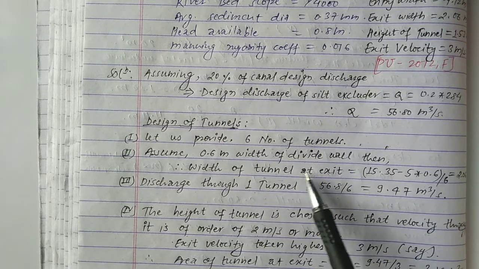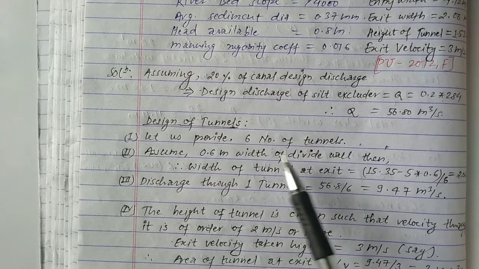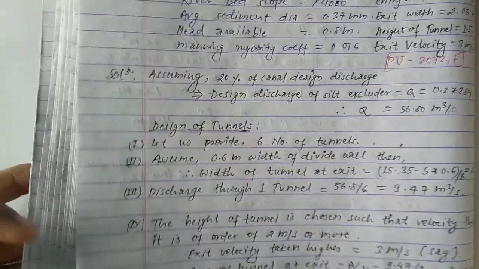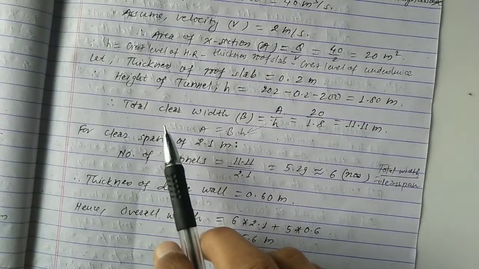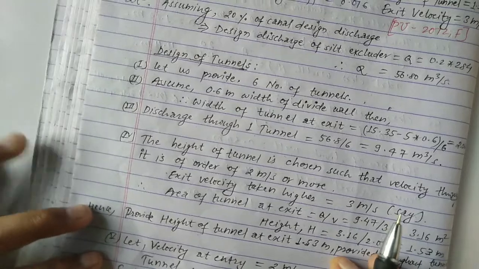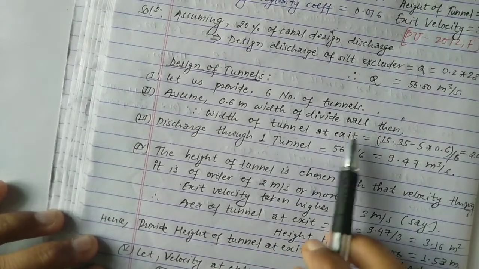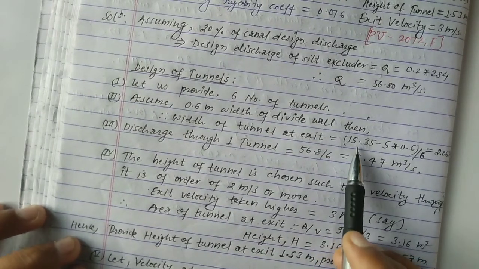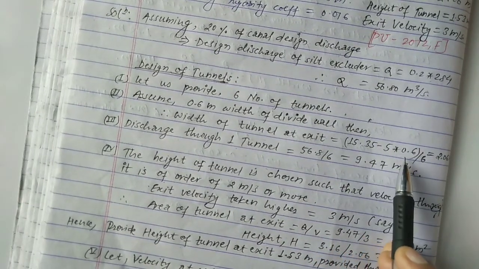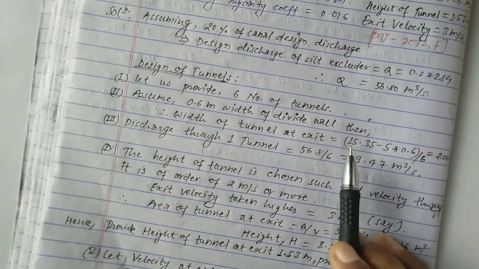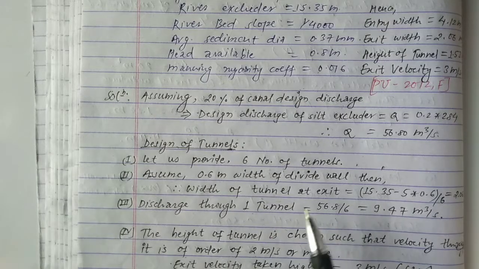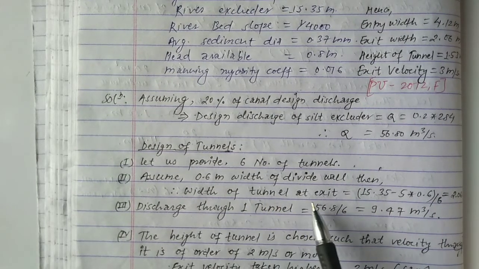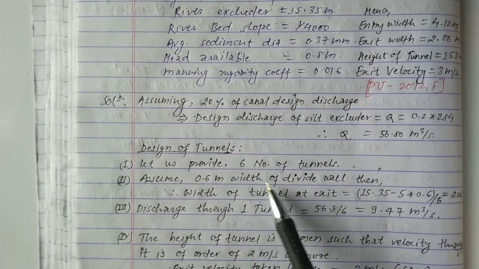For the width of tunnel we have to assume the value of a divide wall. The thickness of divide wall is generally taken as 0.6 meter, as we discussed in the previous video also. So 0.6 meter is the width of divide wall. Then the width of tunnel at exit equals 15.35 minus 5 into 0.6, and for the width of tunnel at exit we have to subtract the width of divide wall.